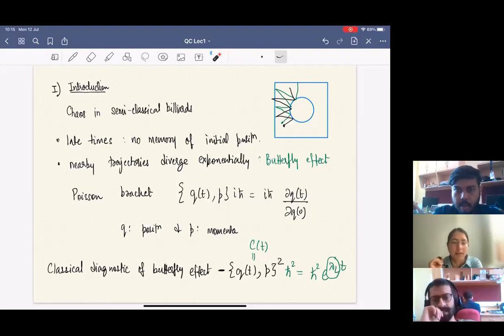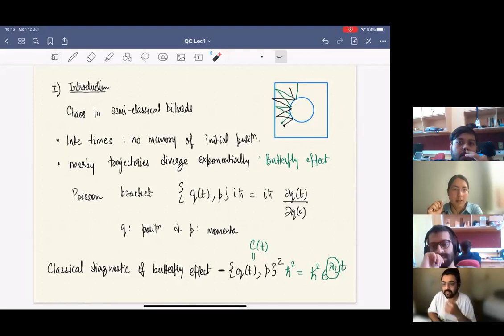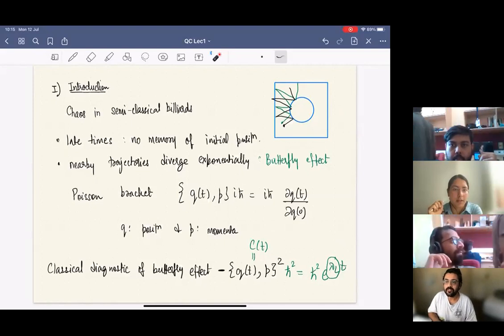Okay. Good. Actually, we will take just two more quick things before you move on. Sure. One is Rohit Kishan is asking over chat: do we have to wait for the late times to see no memory of the initial state, or is it a Markovian process where only the last step is remembered? If you want, you can unmute and continue.